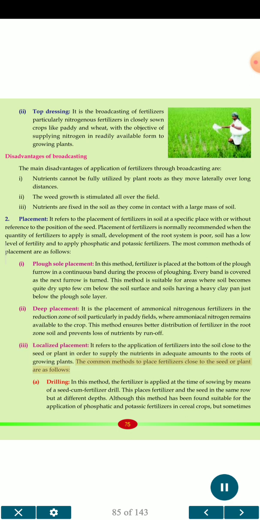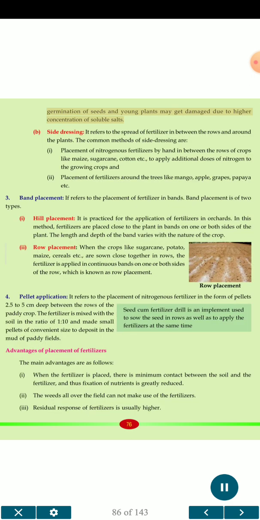The common methods to place fertilizer close to the seed or plant are as follows. Drilling. In this method, the fertilizer is applied at the time of sowing by means of a seed cum fertilizer drill. This places fertilizer and the seed in the same row but at different depths. Although this method has been found suitable for the application of phosphatic and potassic fertilizer in cereal crops, sometimes germination of seeds and young plants may get damaged due to higher concentration of soluble salts. B. Side dressing.